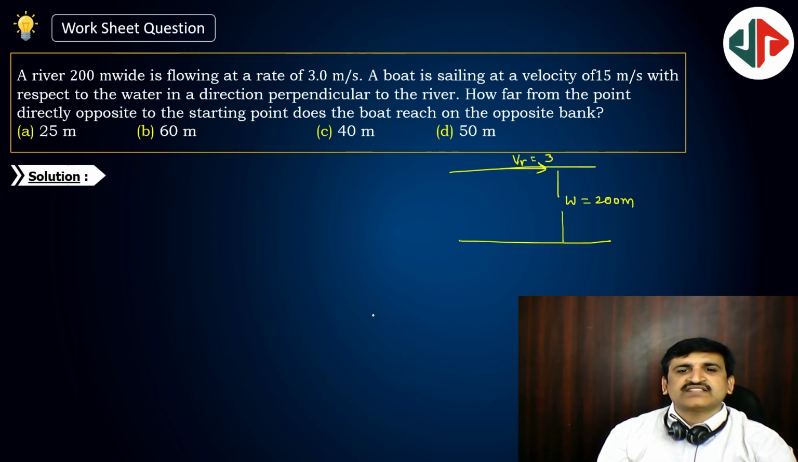A boat is sailing at a velocity of 15 with respect to the water in a direction perpendicular to the river. How far from the point directly opposite to the starting point does the boat reach on the opposite bank?